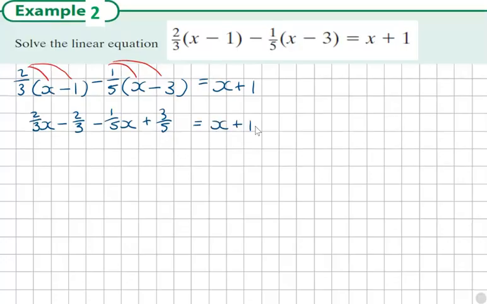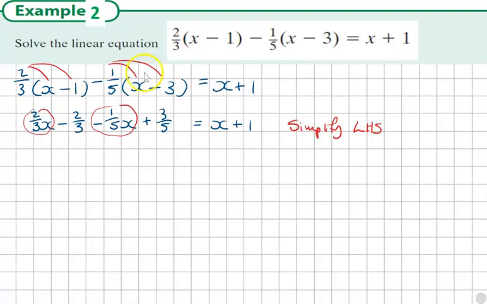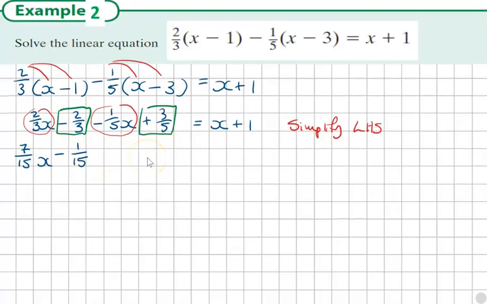Then I'm going to simplify. So 2 over 3x minus 1 over 5x gives me 7 over 15x. And then minus 2/3 plus 3 over 5 gives me minus 1 over 15. And that's all equal to x plus 1.